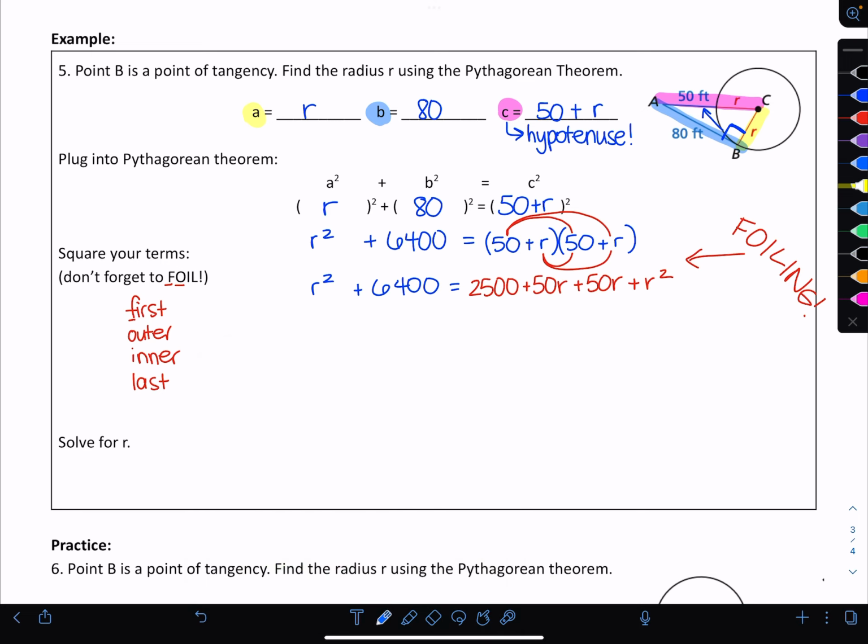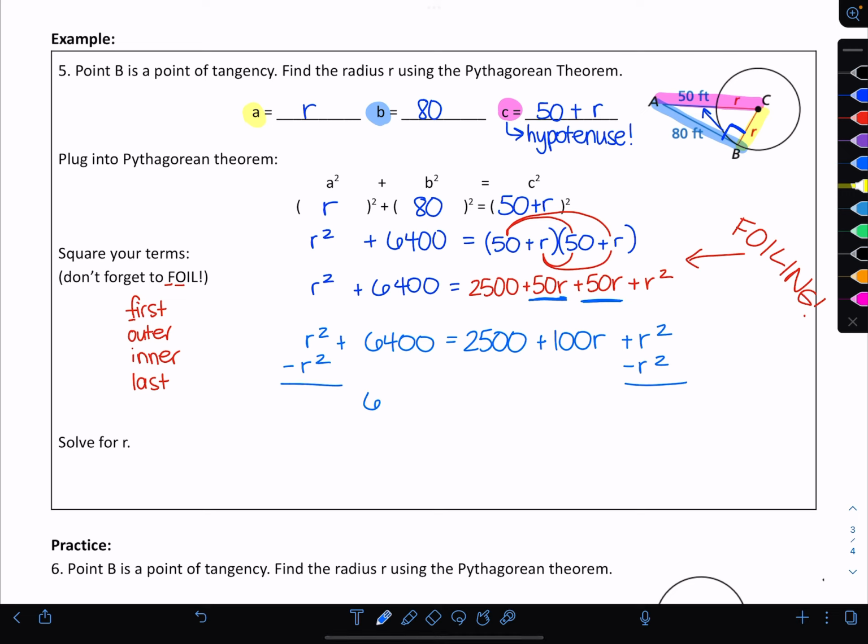Next, we can combine some terms. The left side, we're still leaving alone for now. But on this side, I see a term with an R and a term with an R that we can combine. 2,500. 50R plus 50R is 100R. And we have an R squared left over. Nice. Now we can start looking at both sides. I see something that can cancel out on both sides, and that's this R squared. I'm going to subtract R squared from both sides of the equation to get rid of it.